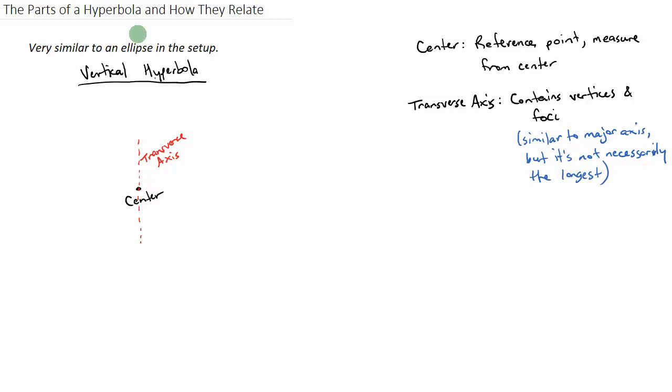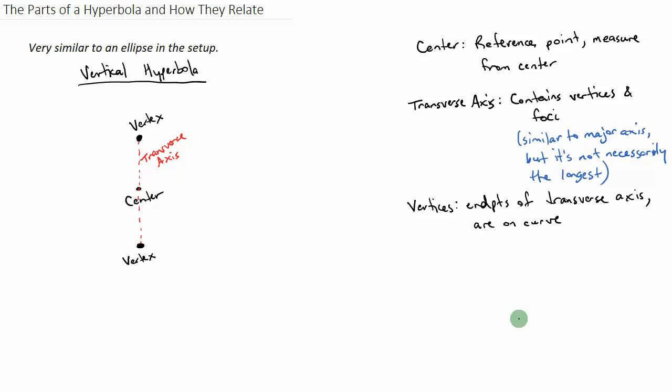At the ends of our transverse axis we have the vertices. So here's a vertex, and here is a vertex, together making the vertices. The vertices are the endpoints of the transverse axis, and they are on the curve, on the hyperbola curve, which we don't have yet. You'll see that soon.